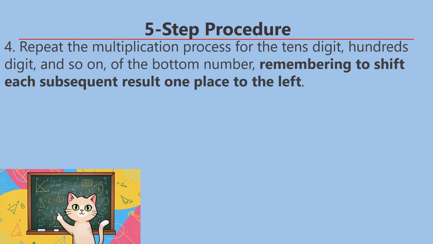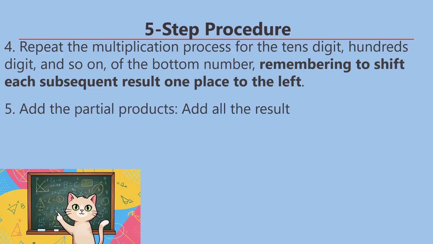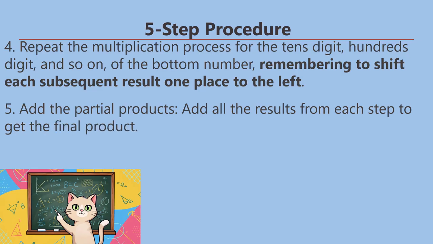Step 5. Add the partial products. Add all the results from each step to get the final product. Look at the example below.